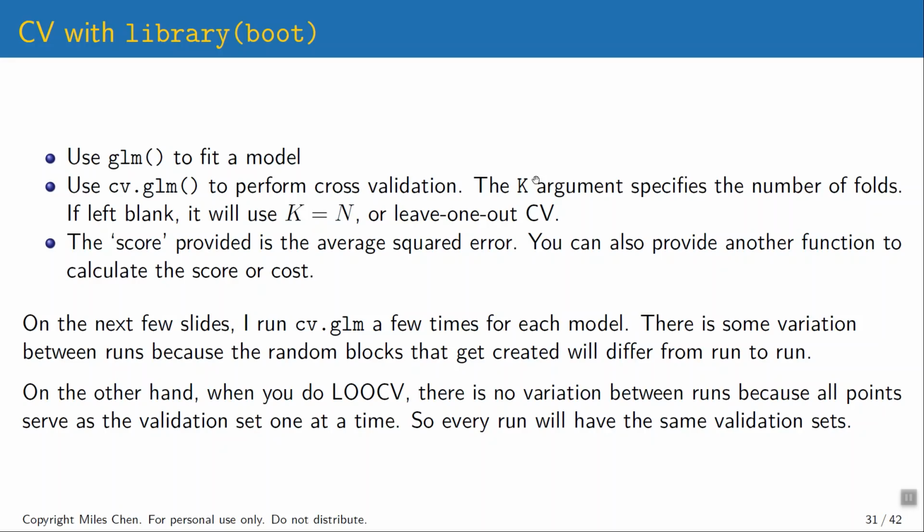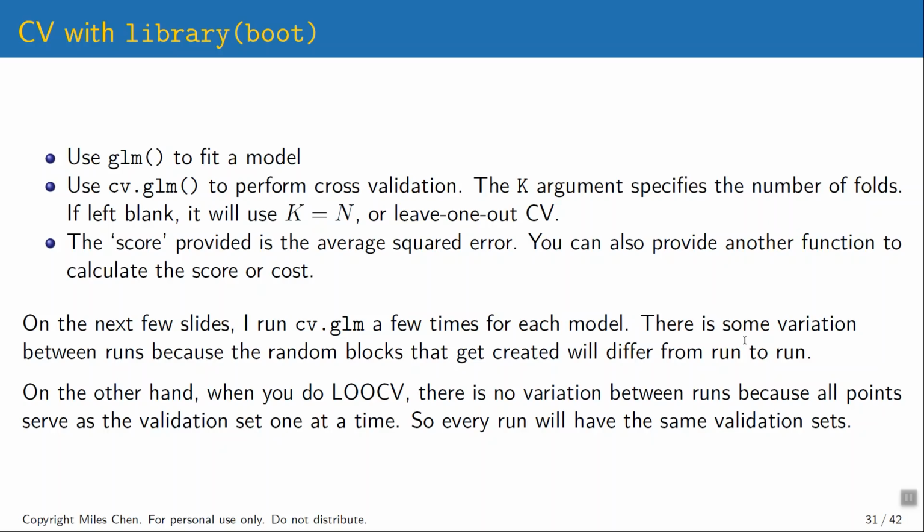You can specify the argument k for the number of folds, and if you leave it blank, then k is going to equal the number of observations you have, which means it's going to perform leave one out cross-validation. The score is generally the average squared error, but you can also provide it another function to calculate the cost. I'll run cv.glm for a few of the models, and we're going to see a little bit of variation between the runs because the random blocks that get created will differ from run to run.